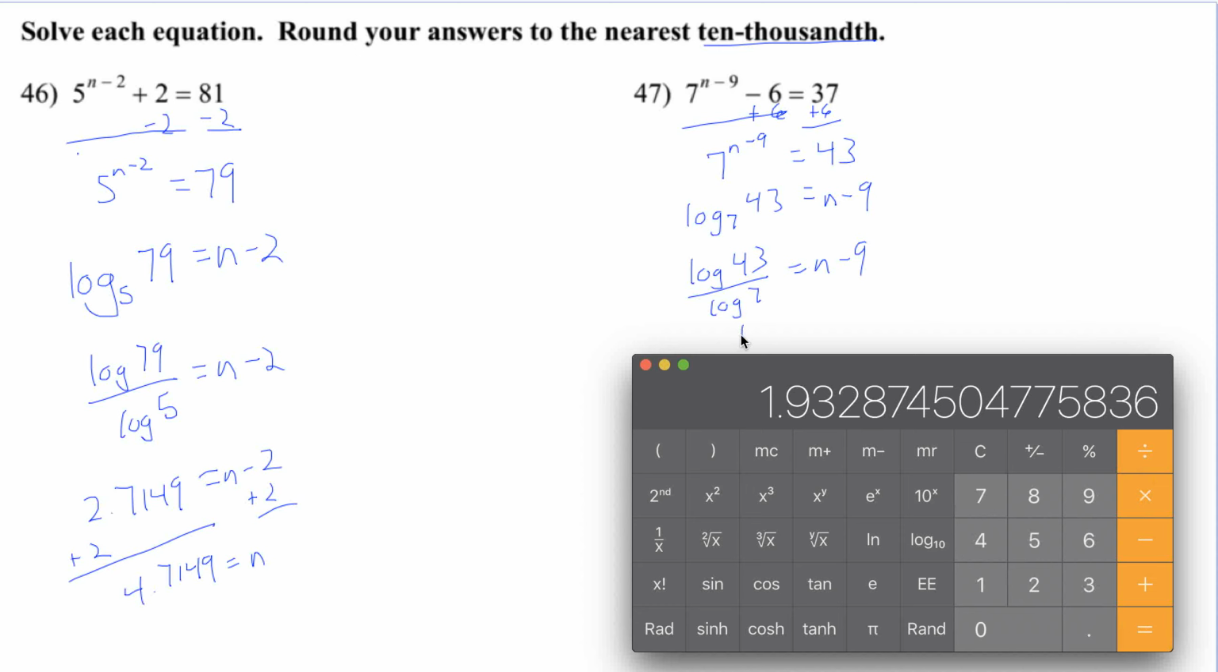And we get 1.9329 equals n minus 9. We're going to add 9 to both sides. So adding 9 to both sides gives us 10.9329.